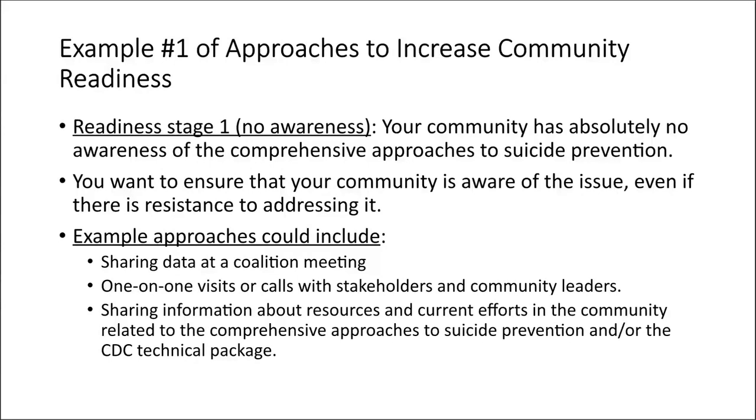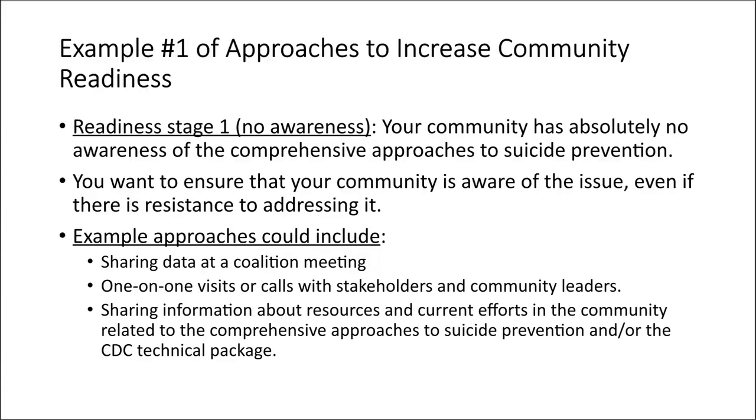Now we're going to present a couple examples of approaches to build community readiness. In this example, the community is scored in readiness stage 1, where there's no awareness of the issue. In other words, your community has absolutely no awareness of comprehensive approaches to suicide prevention. Your end state is that you want to ensure that your community is aware of the issue, even if there is resistance to addressing it. That in itself is going to essentially move that readiness stage up an entire level.